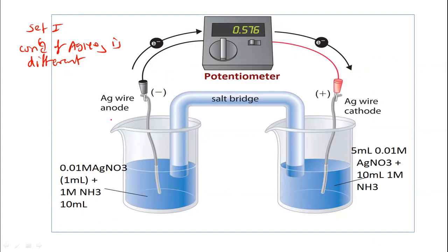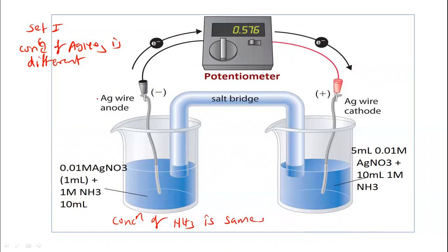You can see, 0.01 molar silver nitrate is taken here, only 1 ml. Then 10 ml of ammonia solution is added here, so the silver ammonia complex is formed. In the right-hand side beaker, we take 5 ml of 0.01 molar silver nitrate, and the same volume of ammonia is added. It means the concentration of ammonia is the same here, the concentration of NH3 is the same.